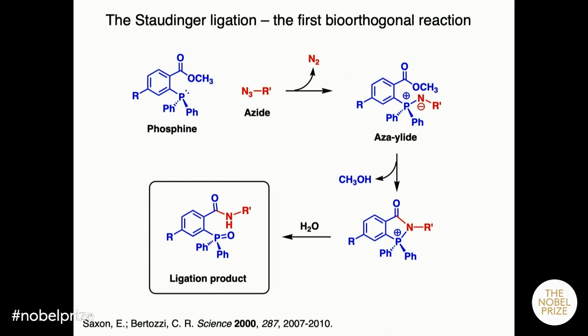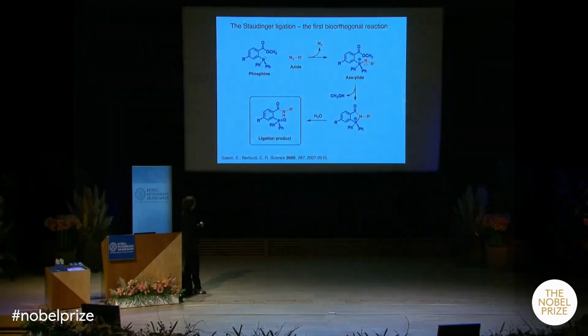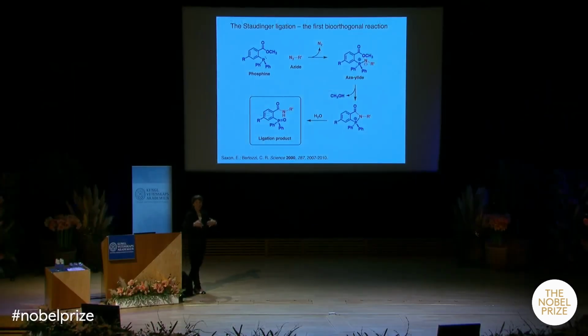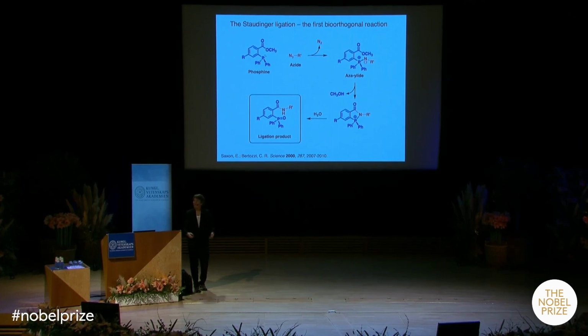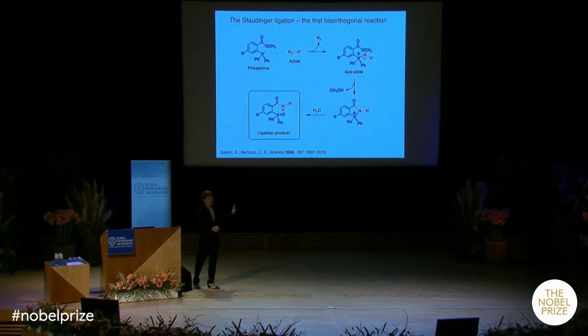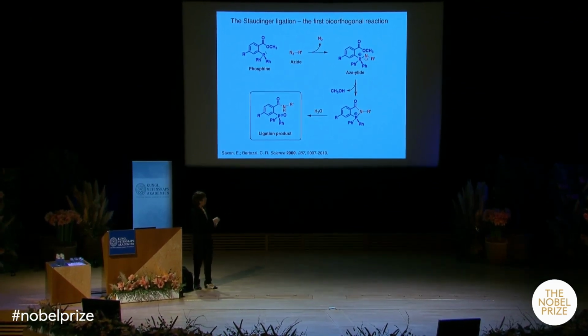So now, when water ultimately hydrolyzes this phosphorus-nitrogen bond, the amide bond that had formed in that intramolecular reaction keeps this product together as a ligation product. So this variation on the classic Staudinger reaction, we called the Staudinger ligation. And this was the first example of a bioorthogonal reaction.